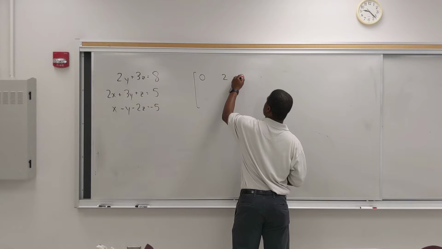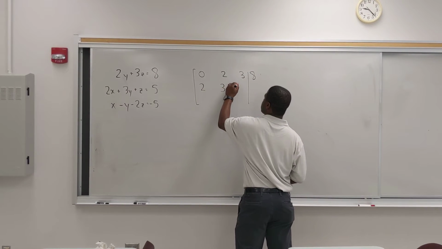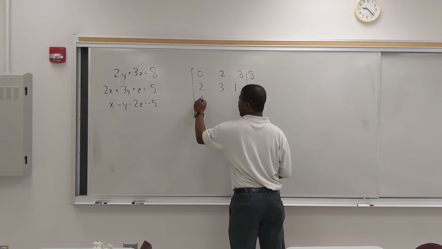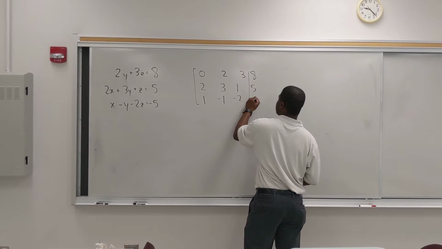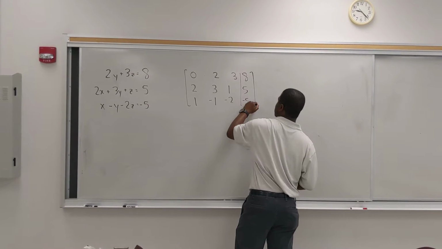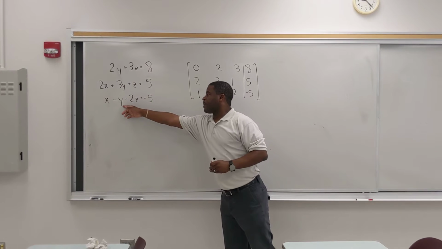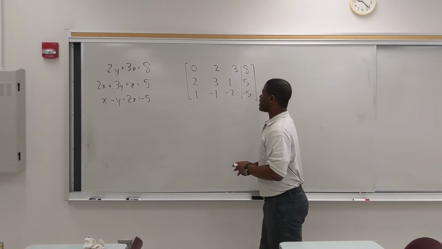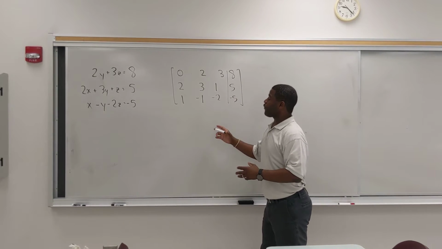0, 2, 3, 8, 2, 3, 1, 5, 1, -1, -2, and -5. All right. We got this augmented matrix from the coefficients here. So now, you have a lot of freedom right here.